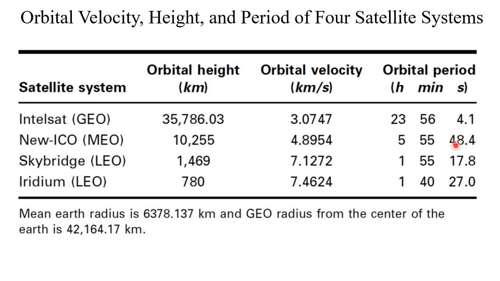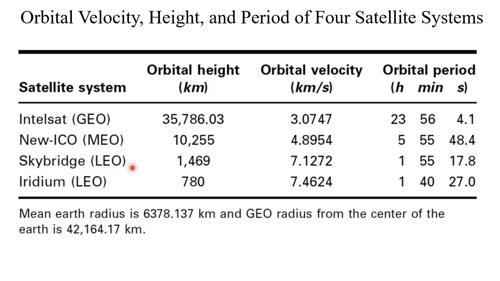So as the height of the satellite or orbital radius of the satellite is decreasing, the orbital velocity is actually increasing, and the time period or period of revolution is actually decreasing. So orbital velocity is increasing and time period or orbital period is decreasing.